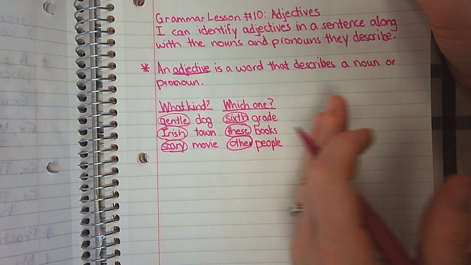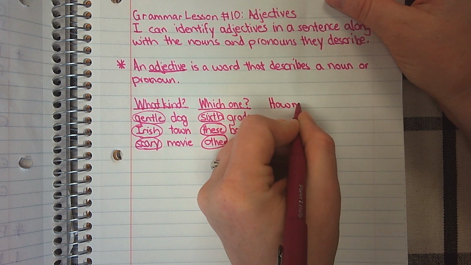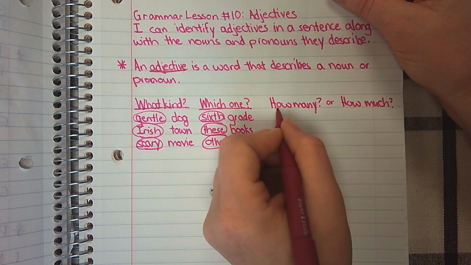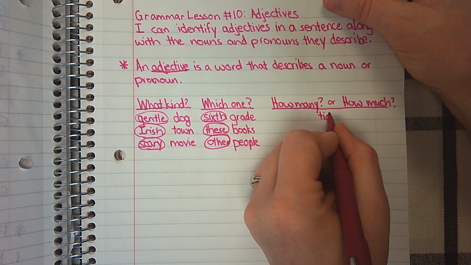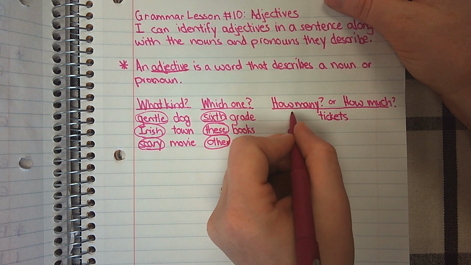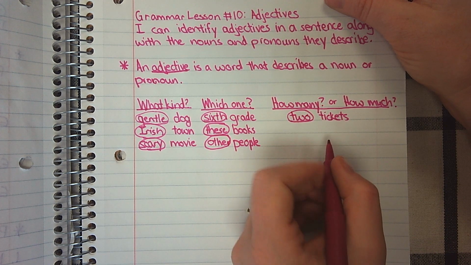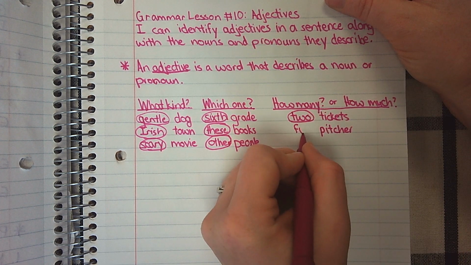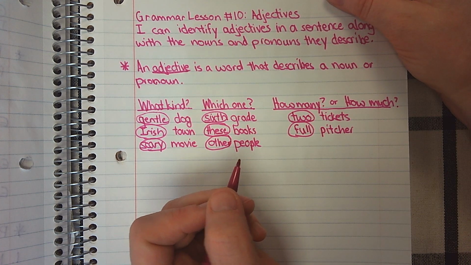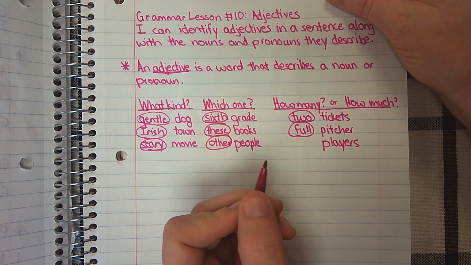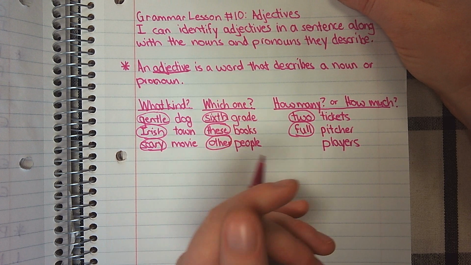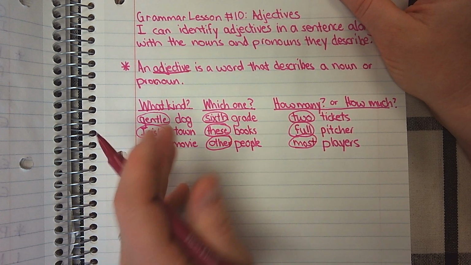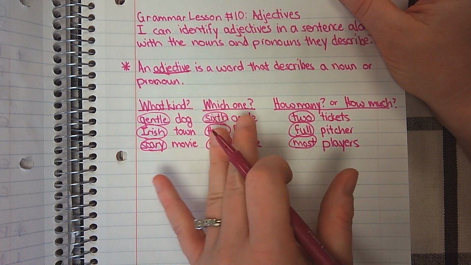Okay, and another question, and we're going to put these 2 together, is how many, question mark, or how much, question mark. Okay, so maybe we have the noun tickets. Okay, how many tickets do we have? We have 2. Tickets is our noun, and 2 is our adjective. Maybe we have a pitcher of lemonade. Okay, it might answer how much. It's a full pitcher of lemonade, so full is our adjective. Maybe we have some baseball players. Baseball would then be our adjective, but how many players? Most of our players. Most is our adjective. Okay, so adjectives can answer these questions about their noun or pronoun. What kind, which one, how many, or how much.